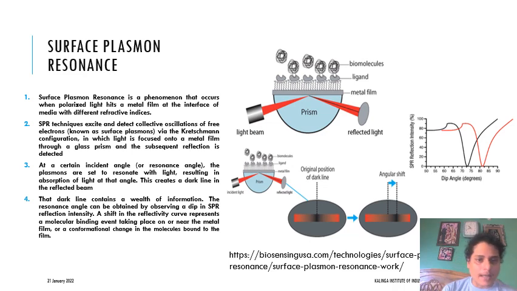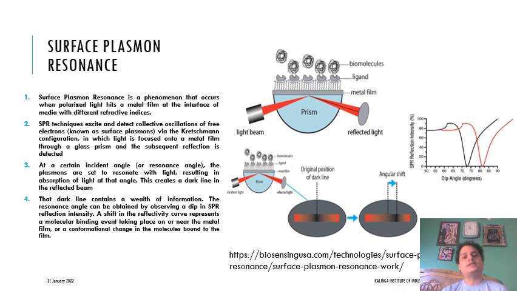Now what happens over here? This SPR technique excites and detects the collective oscillation of free electrons, known as surface plasmons, which propagate on the interface between the dielectric and metal film, by the Kretschmann configuration. There are two types of configurations: one is called the Otto configuration, another is called the Kretschmann configuration. The Kretschmann configuration is used for the SPR technique, in which light is focused on a metal film through a glass prism. So we take a glass prism.